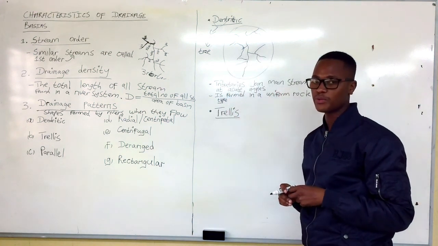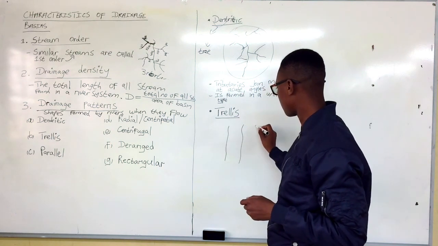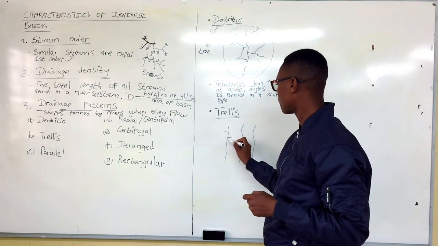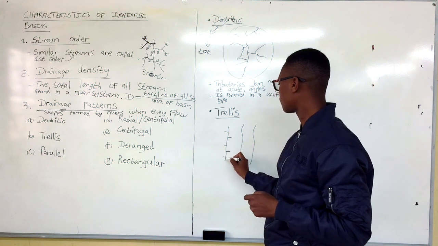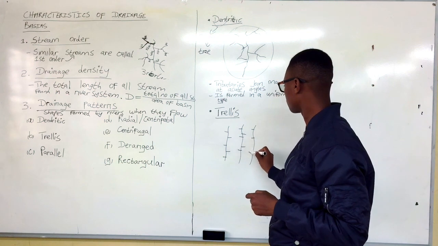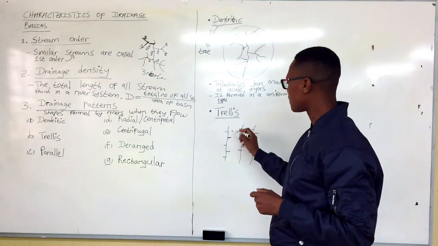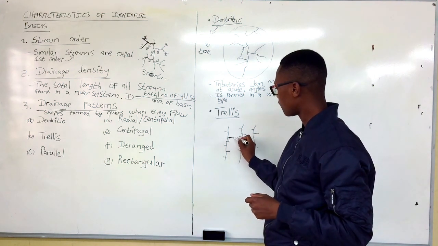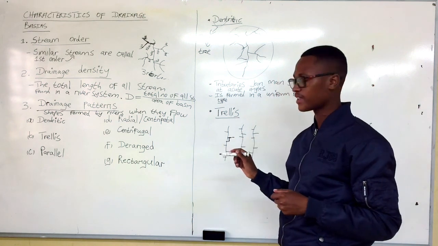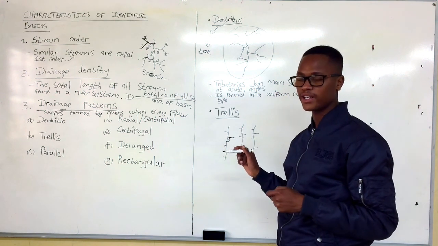So in a trellis pattern, we have parallel streams. They are parallel to each other like this. And then their tributaries are very small or short. These short tributaries meet the main stream at right angles. You can see they form a right angle. A right angle is a 90 degrees angle. So these short tributaries meet the main stream at right angles.